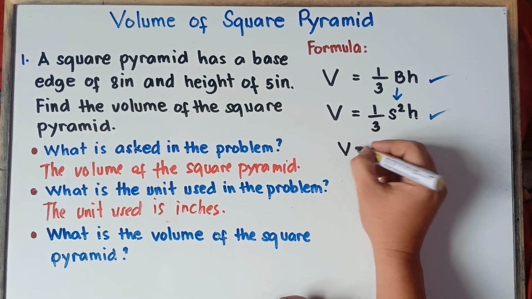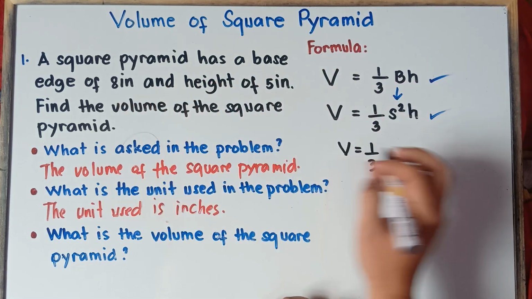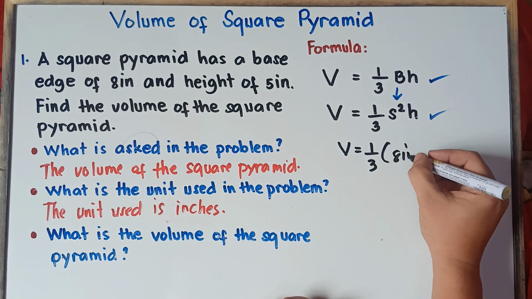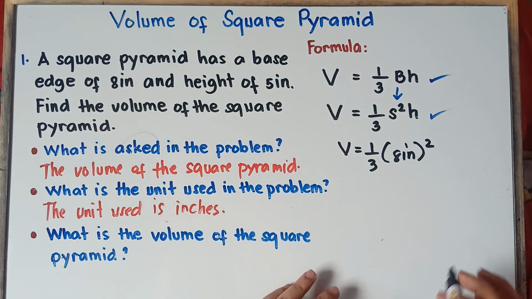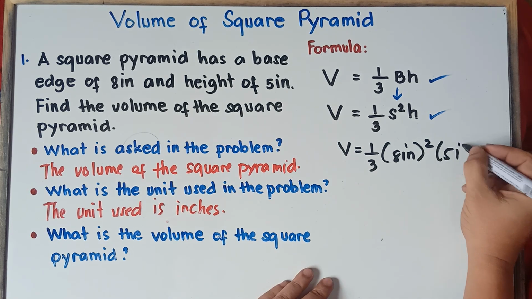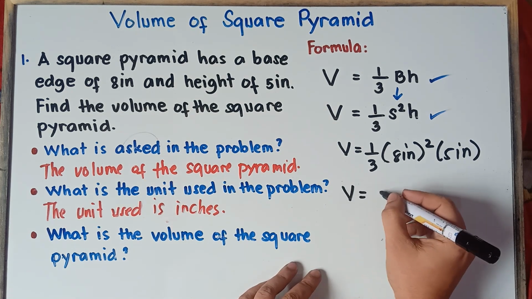So copy, volume is equal to 1/3. Then our given base edge, that is 8 inches. So this will be 8 inches. Do not forget squared, and then our height, that is 5 inches. Alright, so this will be volume is equal to 1/3.